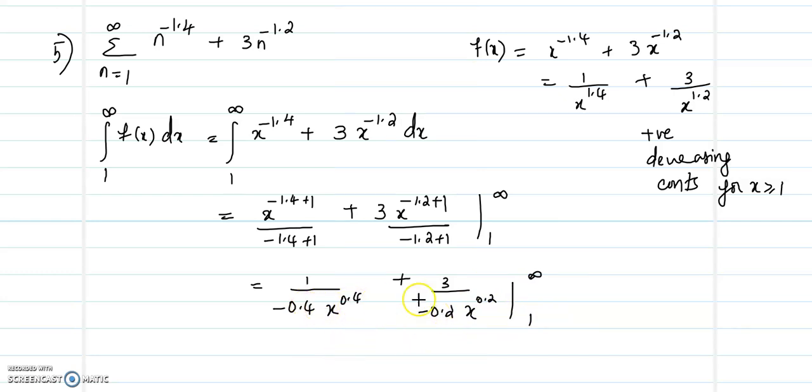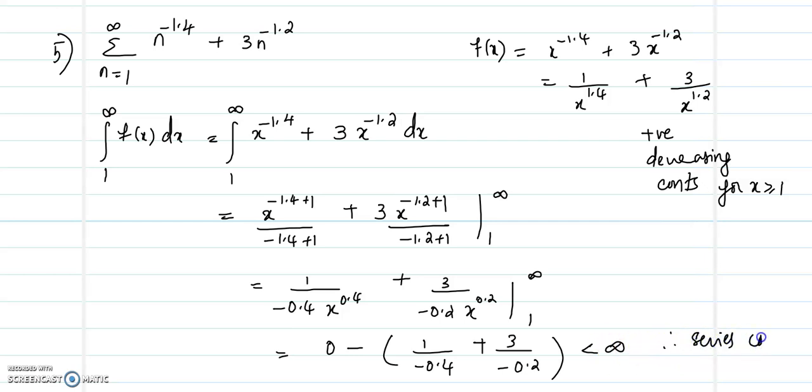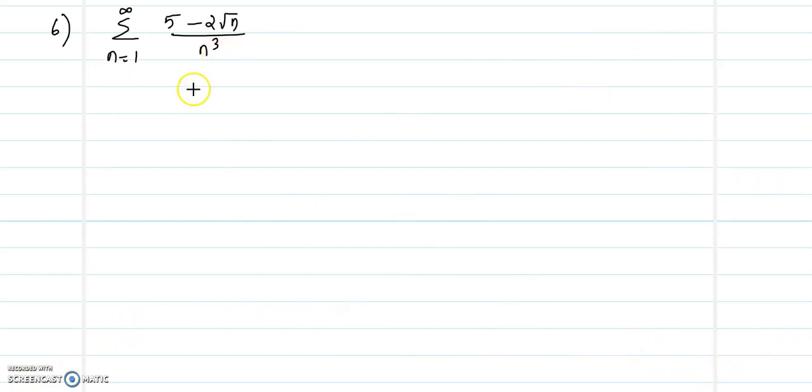So at infinity both terms will get 1 by infinity, which will be 0, and at 1 we'll get 1 by minus 0.4 plus 3 by minus 0.2. So the value is less than infinity, so it is finite, so therefore the series converges by integral test. And next problem is summation n equal to 1 to infinity of (5 minus 2 root n) by n cube.